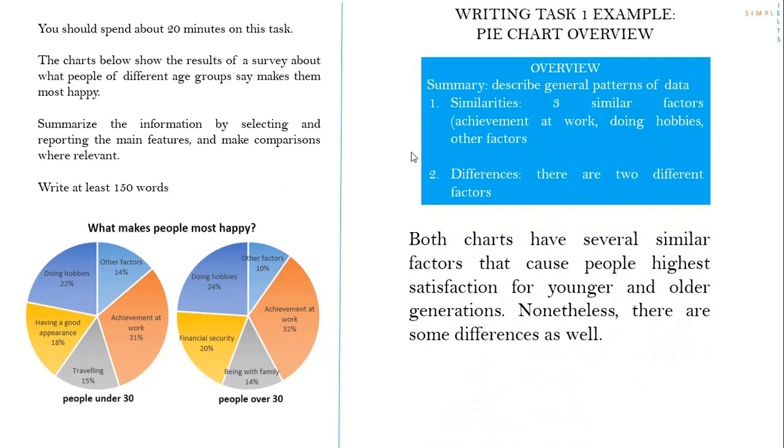And then for the overview, describe general patterns of data, which are the similarities and differences. So both charts have several similar factors that cause people high satisfaction for younger and older generations. Nonetheless, there are some differences as well. So this paragraph explains the summary about the information in these two charts. So this paragraph is enough if you write it like this. So that's for the overview.